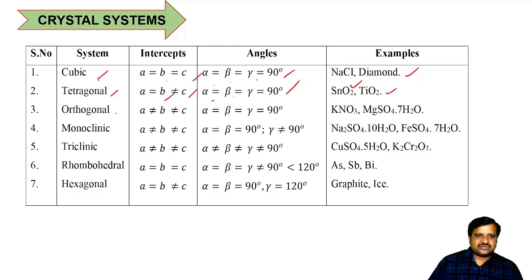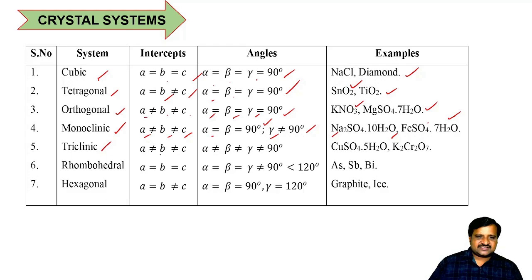Next one, orthorhombic system. A, B and C are not equal and alpha, beta, gamma are 90 degrees. Example: KNO3, MgSO4·7H2O. Next one, monoclinic system. A, B and C are not equal to each other and alpha, beta equal 90, but gamma is not equal to 90. Example: Na2SO4·10H2O, FeSO4·7H2O.